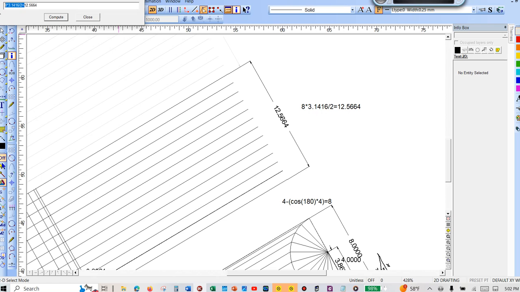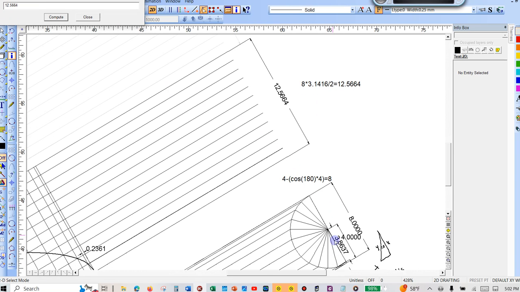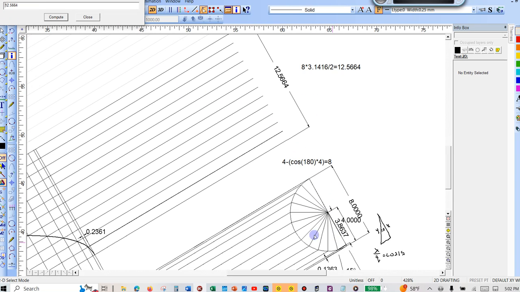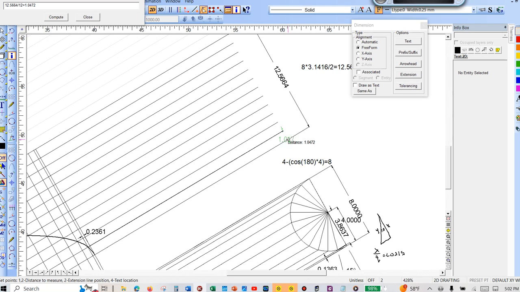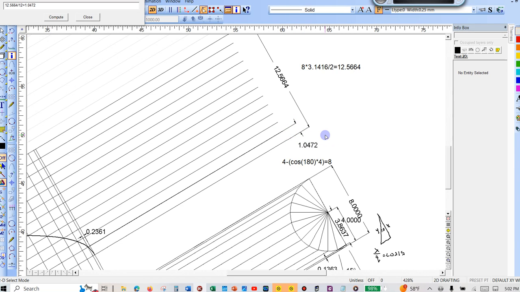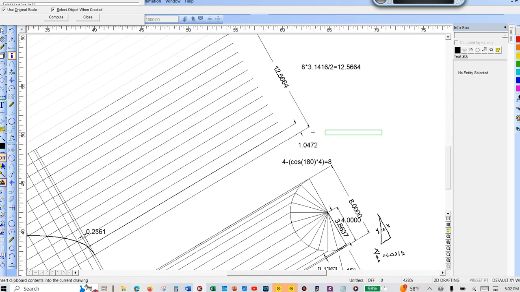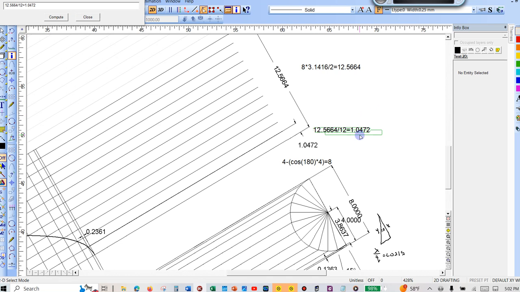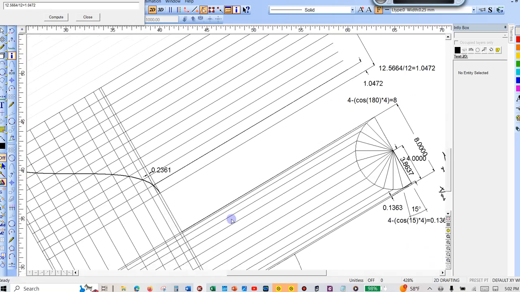So then we're going to go tools, calculator, Control V. We're going to put that number there, and we're going to divide that by 12, because that's 180 divided by 15 degrees. That's 12 divisions. So we're going to divide that by 12. Copy, compute equals, Control V equals, right? Copy. Control V. All right, 0.1047. And then you'll do the same thing with all the rest of those.